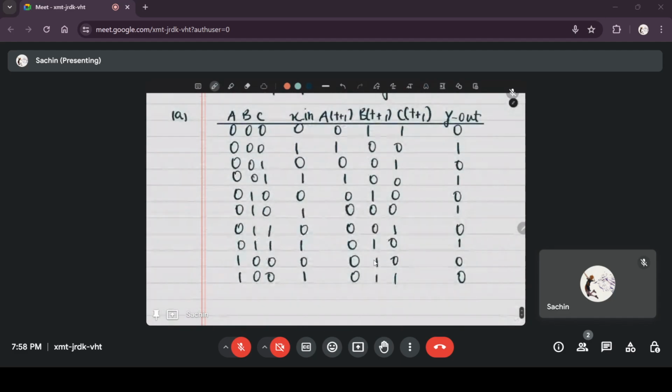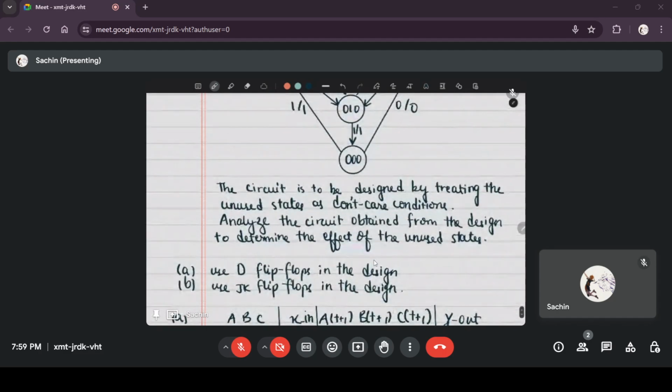So that's the state table giving you the present and next state and the output given a particular input and present state. What do they want us to do?